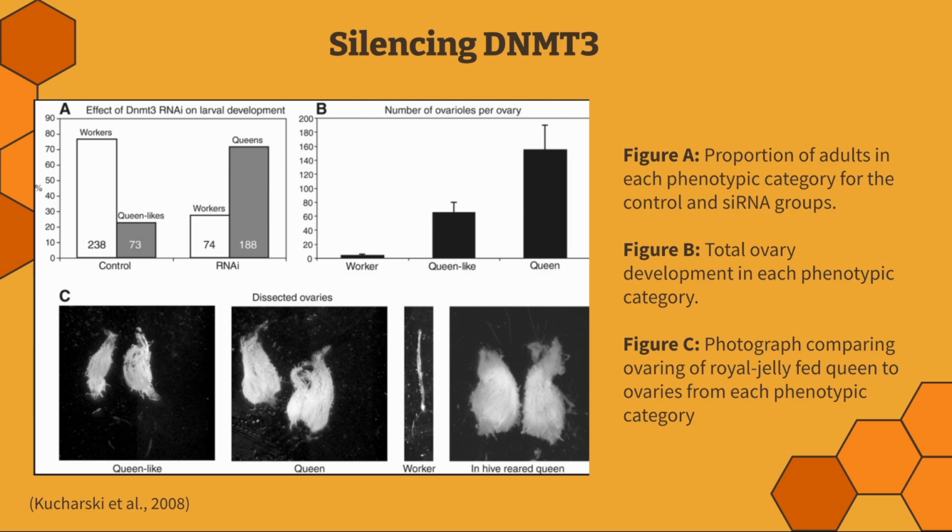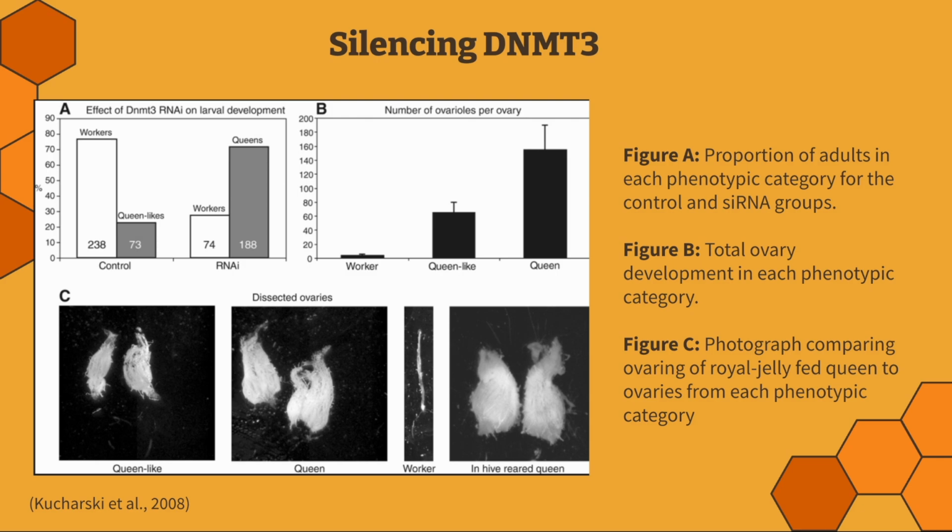Figure A shows the number of adults in each phenotypic category. Of the larvae treated with DNMT3 siRNA, 72% developed into queens and 28% workers. The control group had 77% of the larvae develop into workers, and 23% have queen-like characteristics, but were not necessarily full queens.